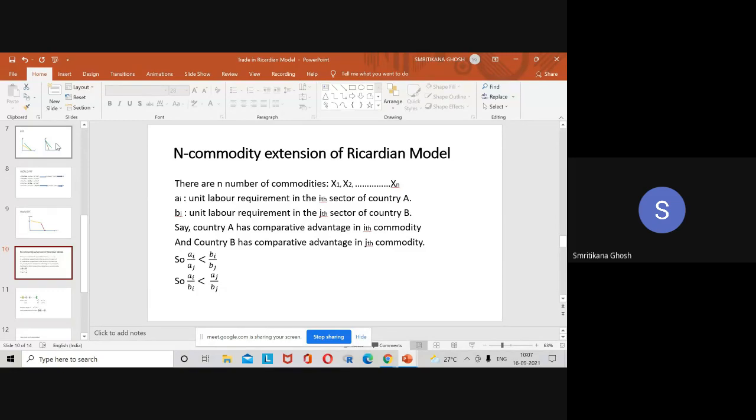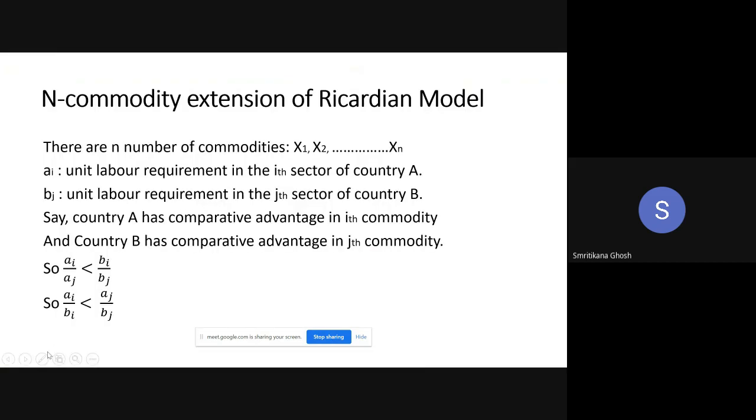So now here for simplicity, we are calling them not home country and foreign country, but country A and country B. The factor of production is labor as before, and the number of commodities is N now. So N number of commodities both countries can produce. Initially it was 2 and now it is N number of commodities, and the names of the commodities are X1, X2 up to Xn.